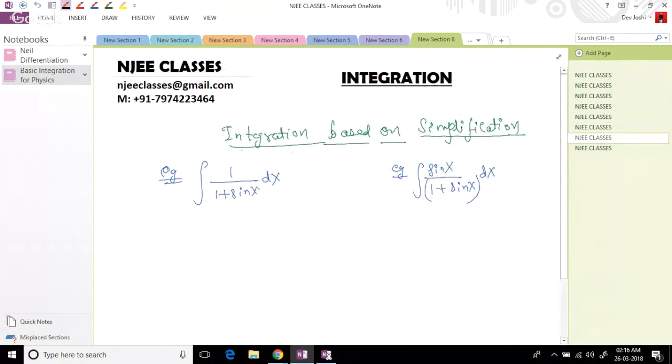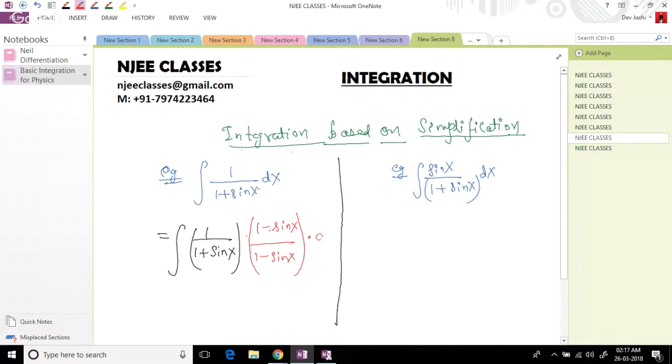Next, integration on the basis of simplification. Let's see how integration is performed on the basis of simplification. The very first example: integration of 1 upon 1 plus sin x dx. Already you know how to simplify. We can multiply and divide the term by changing the sign of the denominator. So we can do it like that: 1 upon 1 plus sin x, multiplying it by 1 minus sin x upon 1 minus sin x.